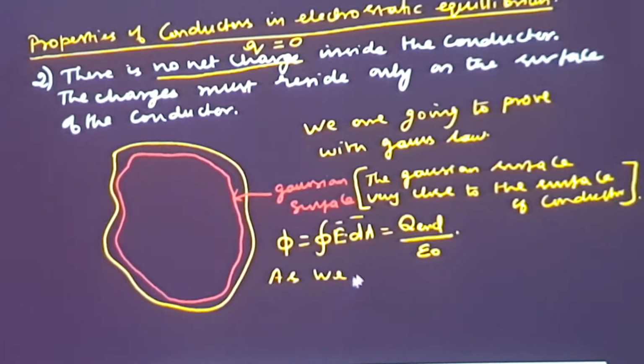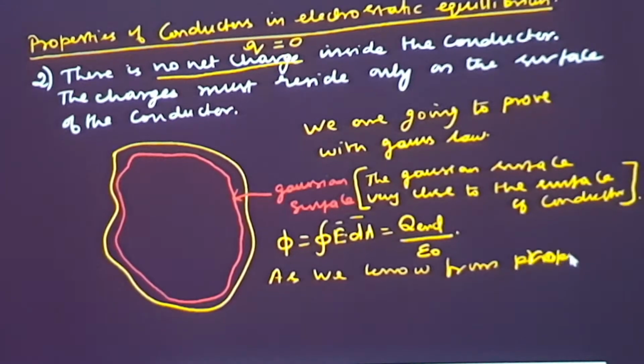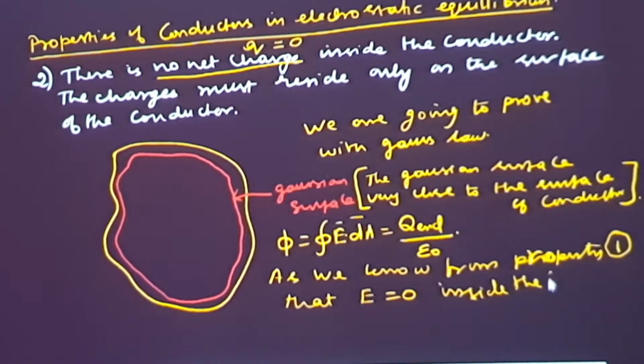As we know from property 1, the first property that we have studied, the electrical field E is equal to 0 inside the conductor. Isn't it? We have proved that inside the conductor the electrical field is equal to 0. If so, the flux is also equal to 0. You apply it in that equation.